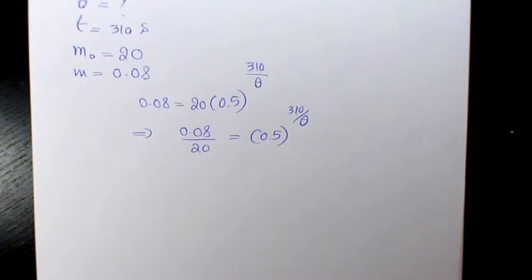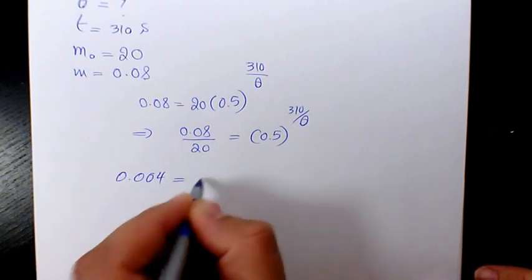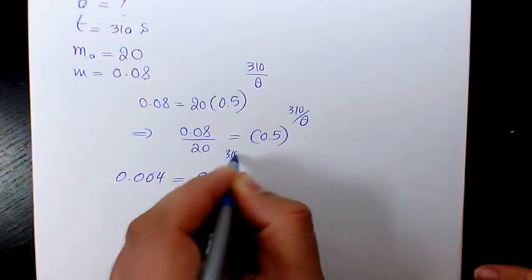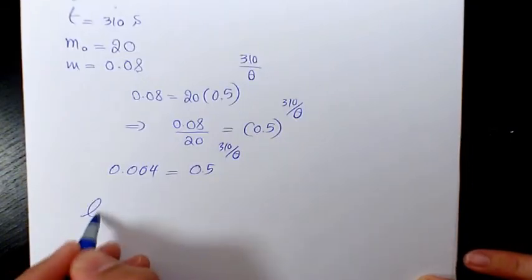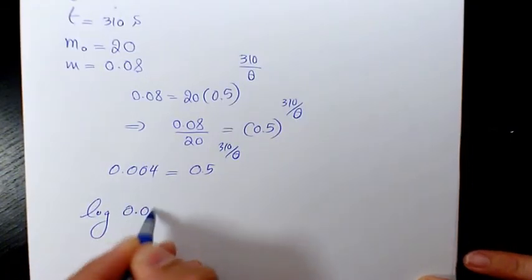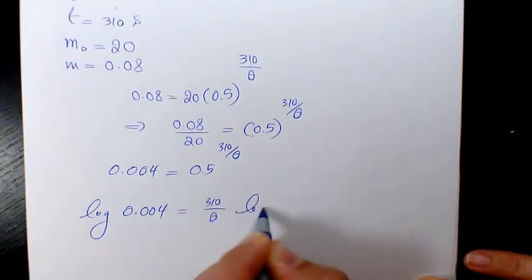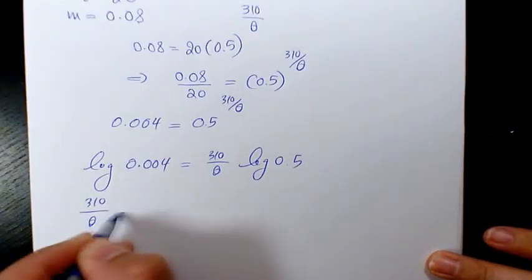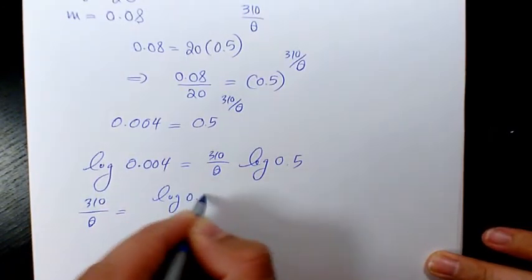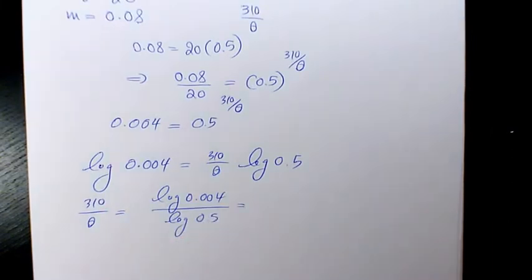So we have 0.08 divided by 20, which is 0.004, equals 0.5 to the power of 310 divided by θ. And then in order to find θ, we need to take the log of both sides. That gives 310 over θ times log 0.5. So 310 divided by θ is going to be log 0.004 divided by log 0.5.